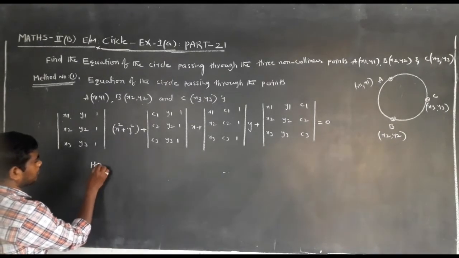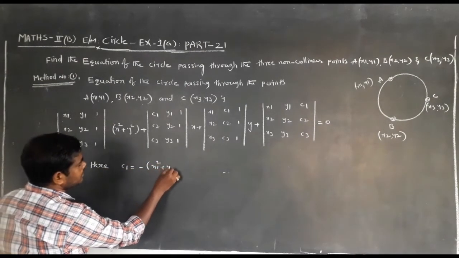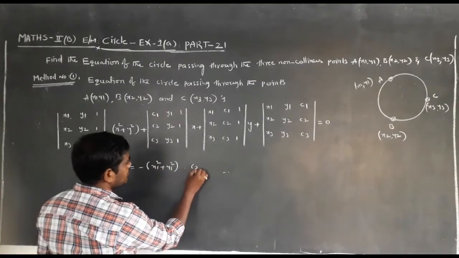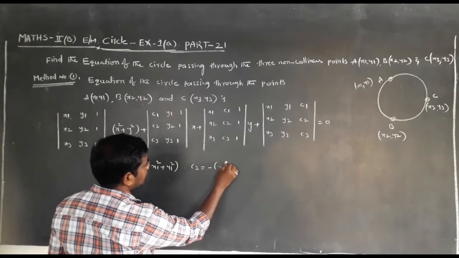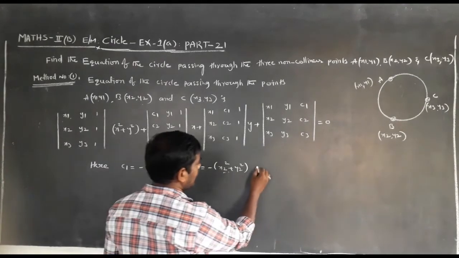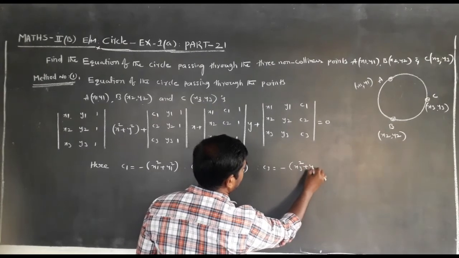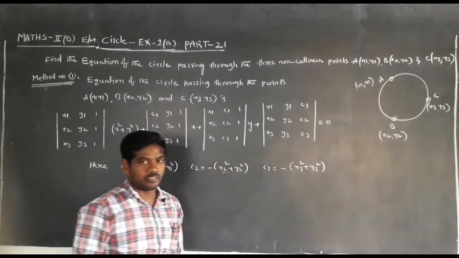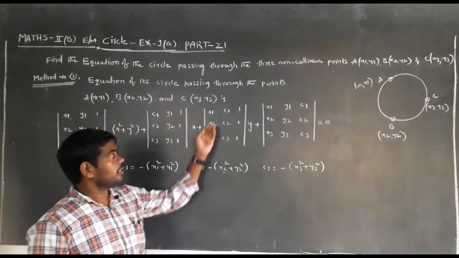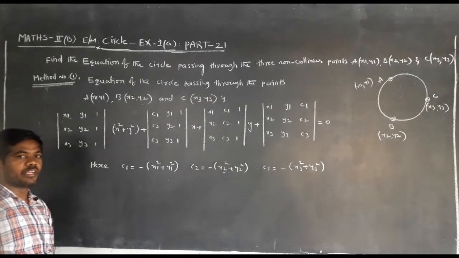Here, C1 is equal to minus of (x1 square plus y1 square), C2 is equal to minus of (x2 square plus y2 square), and C3 is equal to minus of (x3 square plus y3 square).